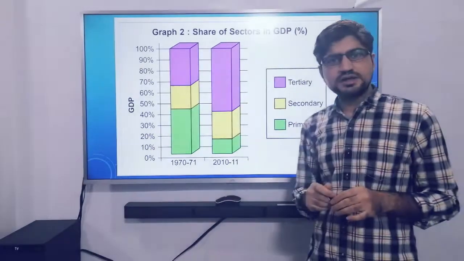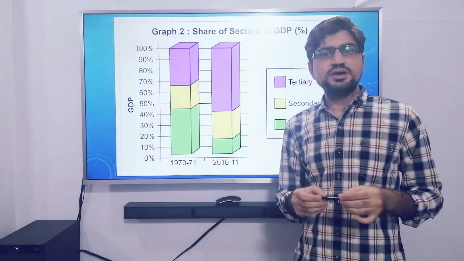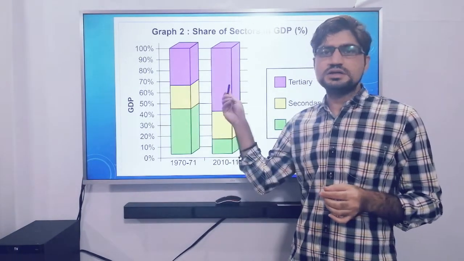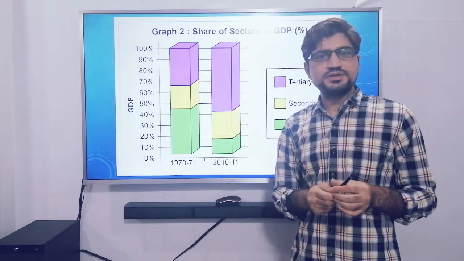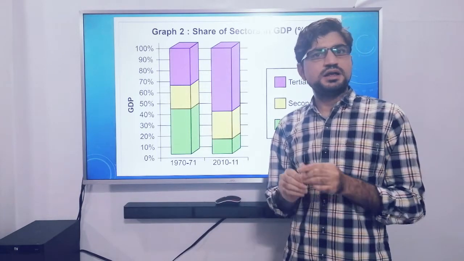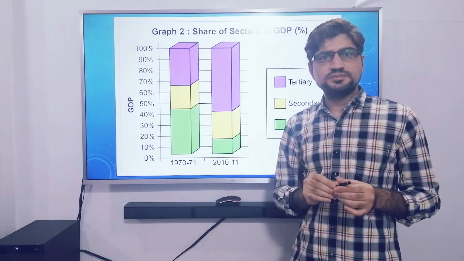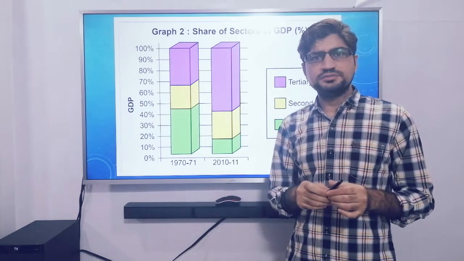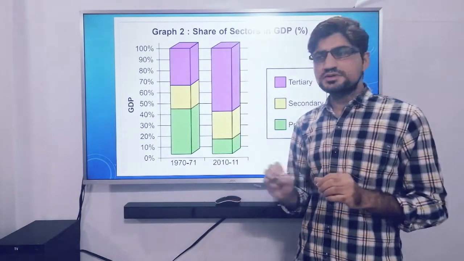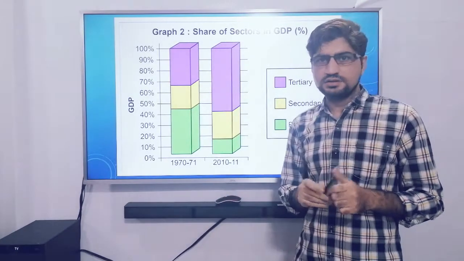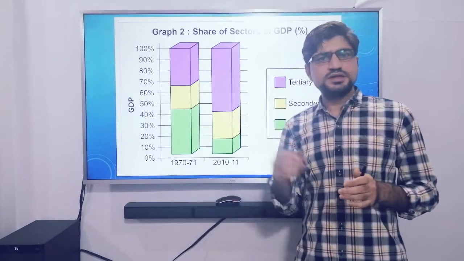Same for the secondary sector as well. Development of industries leads to growth of the tertiary sector, because industries demand various services like engineers, technicians, accountants, transportation, communication, banking. So lots of services are provided by the tertiary sector. That is one of the reasons.